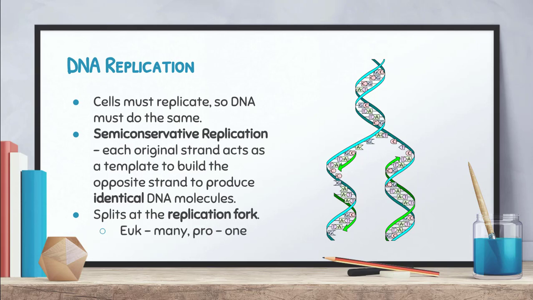Now, the place where this splits is known as the replication fork. And in eukaryotes, there are hundreds, even thousands of replication forks that occur at a time because eukaryotic organisms have more DNA. Prokaryotic cells, however, only have one replication fork. Their DNA is just in a circle, so it's very easy for one replication fork to make a complete copy of their DNA. But with eukaryotes, because they have so much more DNA, they have to have multiple replication forks for this to occur.